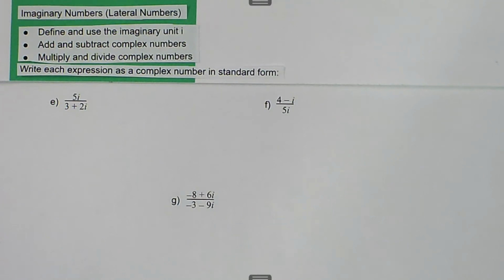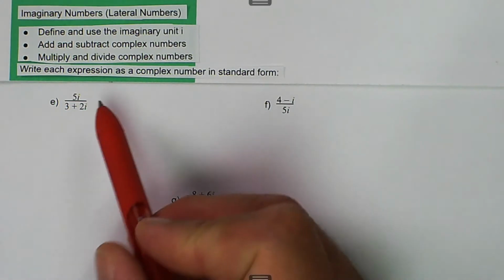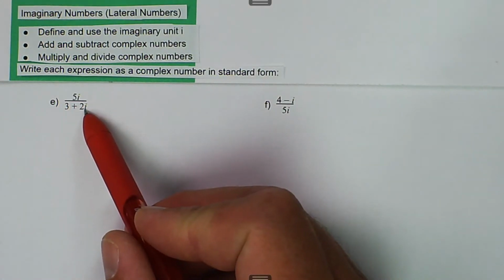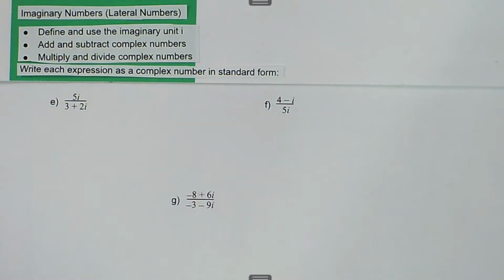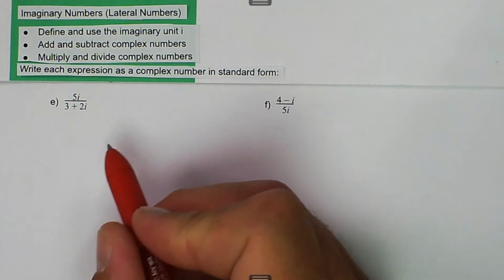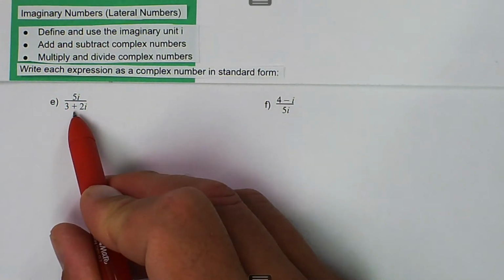We are talking about imaginary numbers or lateral numbers, and we want to write each expression as a complex number in standard form. So here we notice that we have an i in the numerator and an i in the denominator, and we want to get that i out of the denominator. And we want to do this the same way that we did to get the radical out of the denominator when we had addition or subtraction.